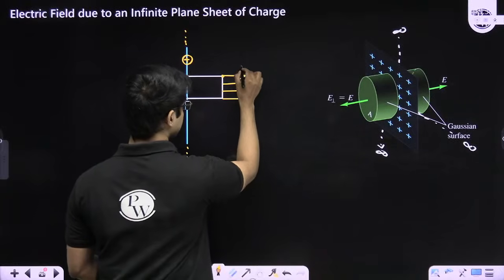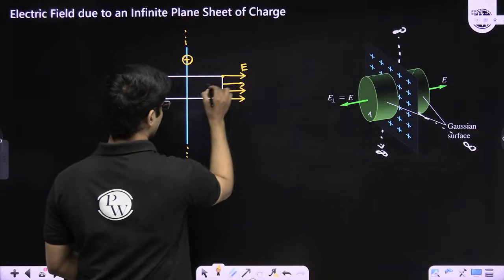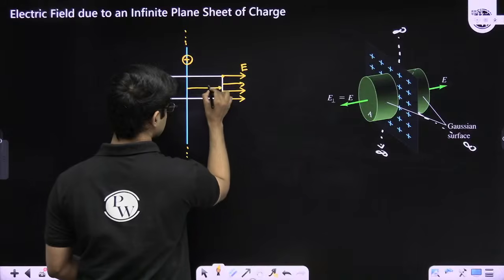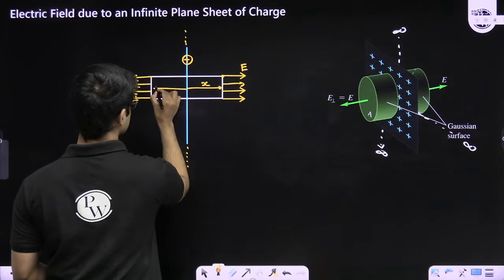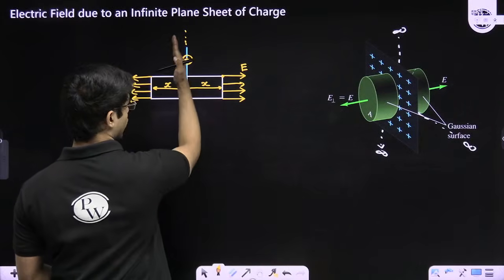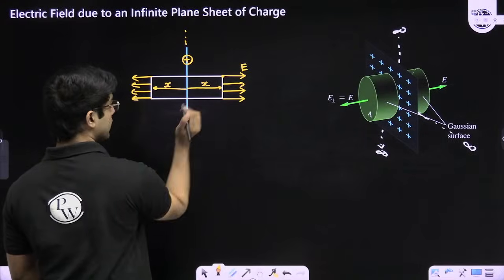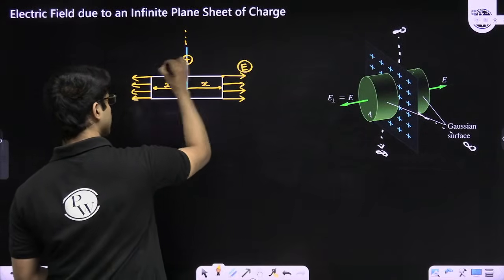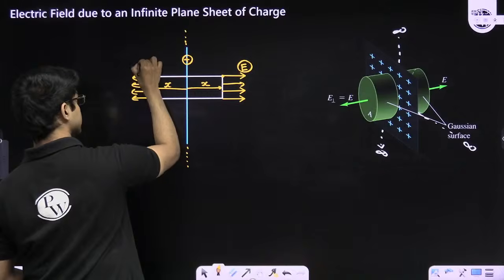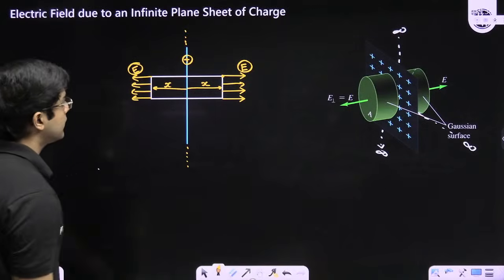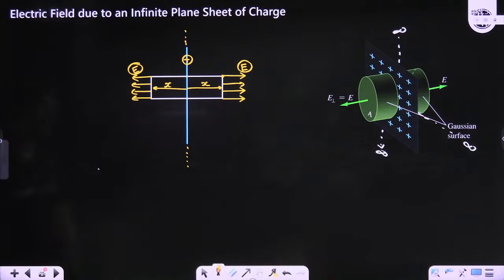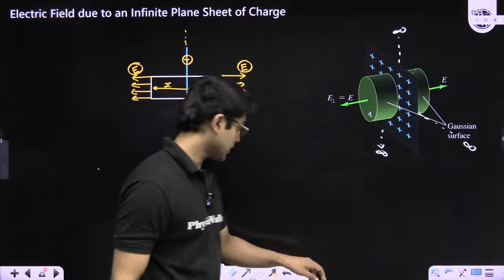So this is how the fields look. Also by symmetry, if this distance is x and this distance is also x, then there is no difference between the right and the left side. So if the field here is E, then the field here also is E in terms of magnitude. That is just simple symmetry.